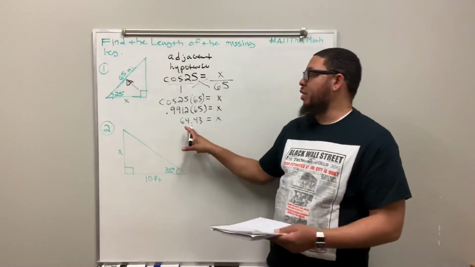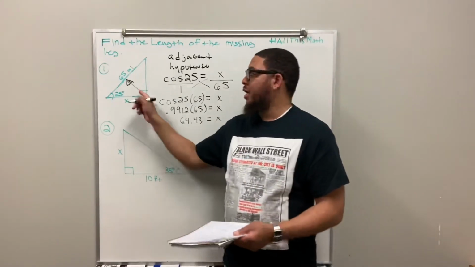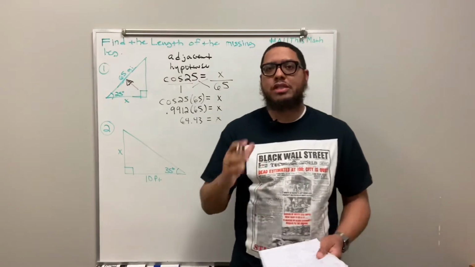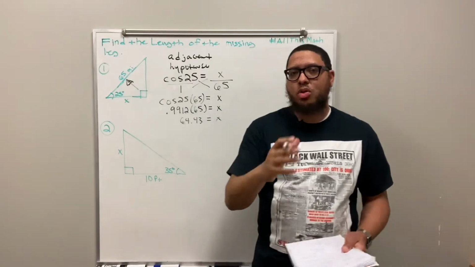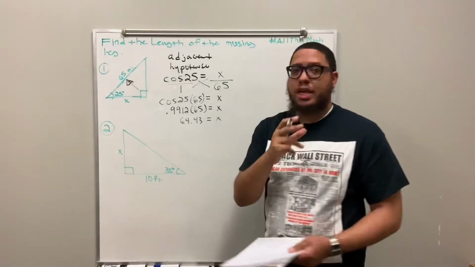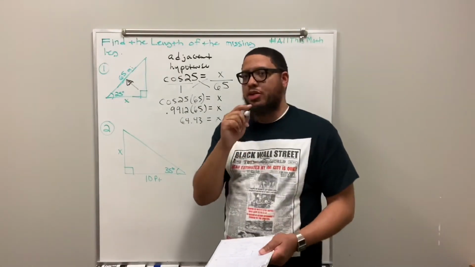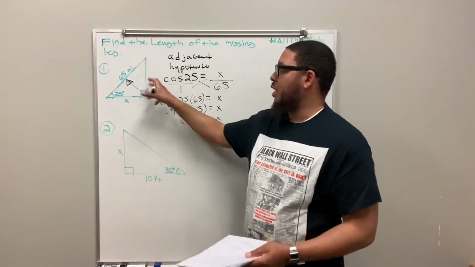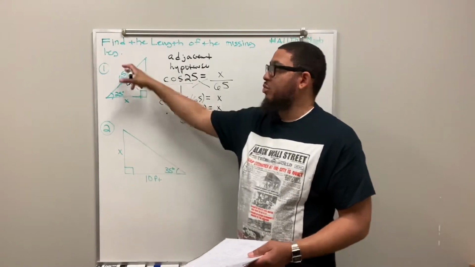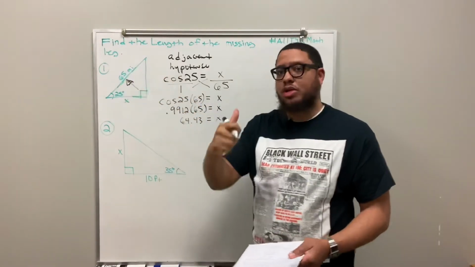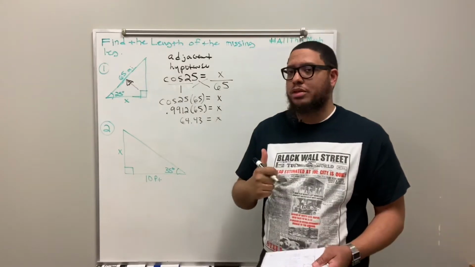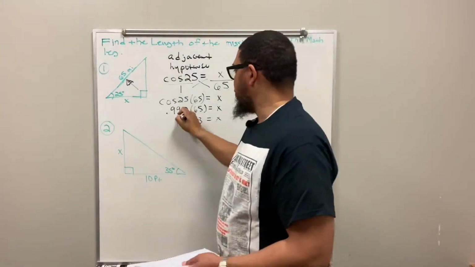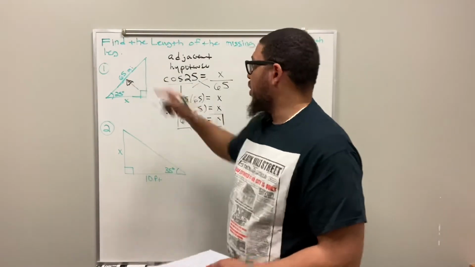And this is a reasonable answer because another thing you got to remember is that in a right triangle, the hypotenuse is always the longest side. So if you're dealing with a right triangle, and you ever have a situation where you calculate the hypotenuse or one of the other legs and the hypotenuse is not the longest side, you need to go back to the drawing board and check your work. All right? So x is 64.43 for number 1.